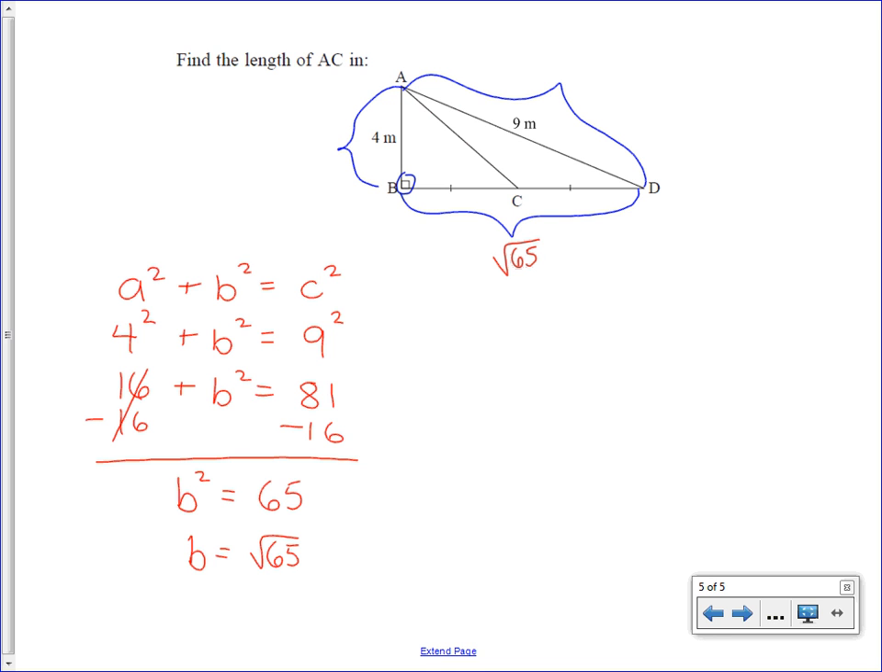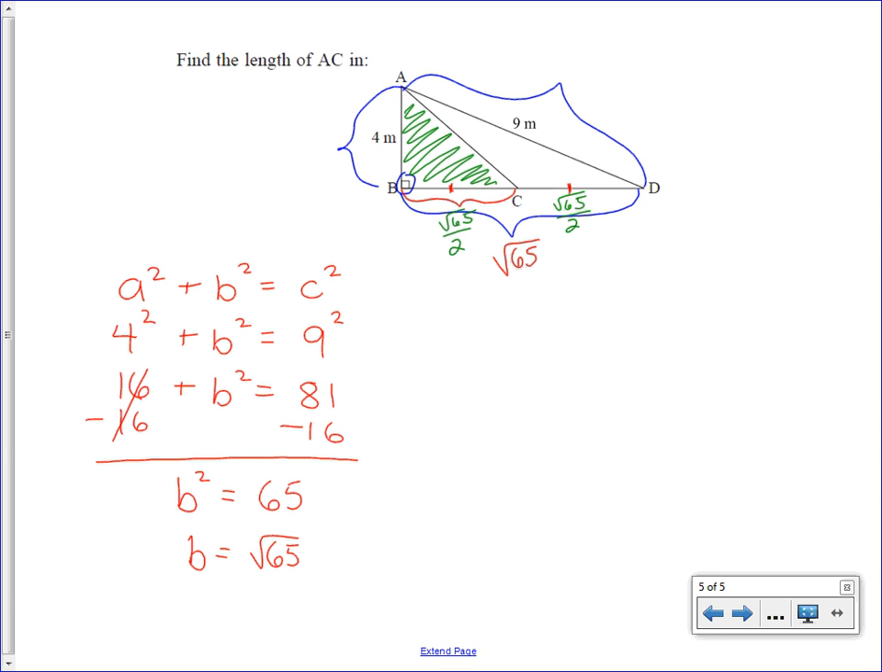I can use that to find this length right here. Because I know that this has this little tick mark and this has the same little tick mark, I know that those two lengths are equal to each other. If the whole thing is the square root of 65, then each piece is half of the square root of 65, or root 65 divided by 2. Which finally allows me to go back into this small triangle here and find what it wants me to find.